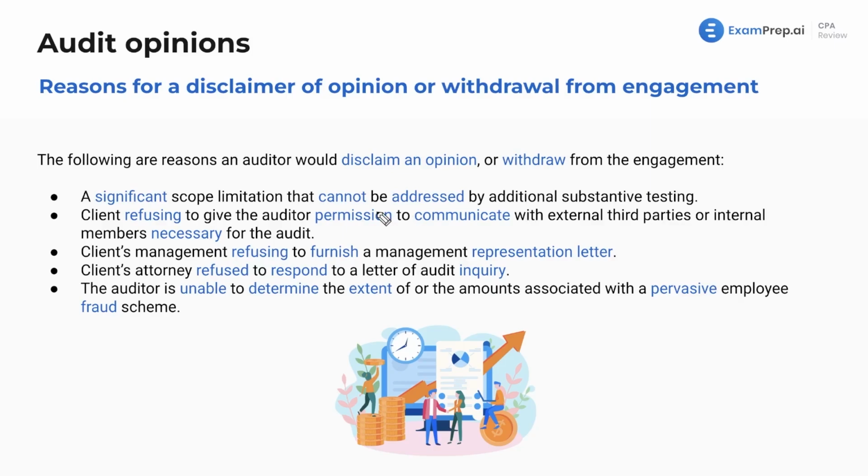If management doesn't give you certain documentation, well, maybe try something else. Maybe try a different way to get that confirmation, that knowledge. But if you can't use an additional procedure to get around it, then yeah, looks like we may have to get out of there. If the client refuses to give the auditor permission to communicate with external third parties or internal members necessary for the audit, that is definitely quite an important point. I mean, really clear cut for scope limitation, very common example.